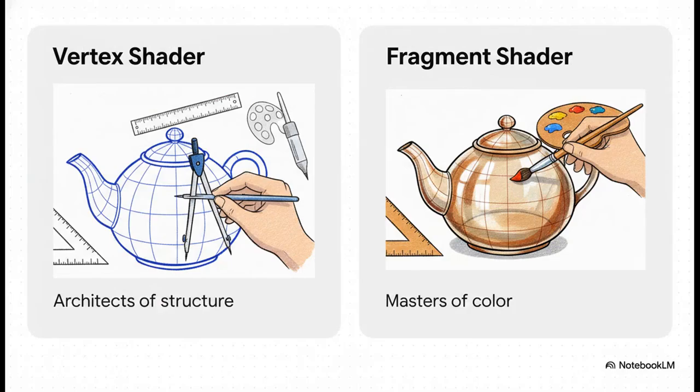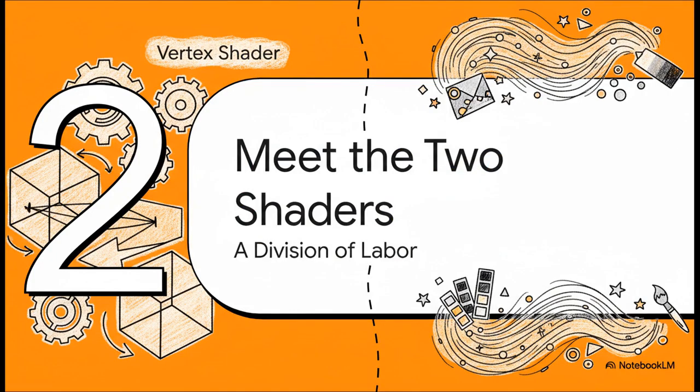Okay, to really get a handle on this, you've got to meet our two main artists. I love this analogy. Think of the Vertex shader as the architect. It's the one who lays out the foundation and the structure of everything. And then you have the Fragment shader, who's like the master painter, coming in afterwards to add all the color, the light, the texture, all the beautiful details. And it's this amazing division of labor between the two that makes all of this possible. Each one has a very specific, super specialized role in this whole creative process.